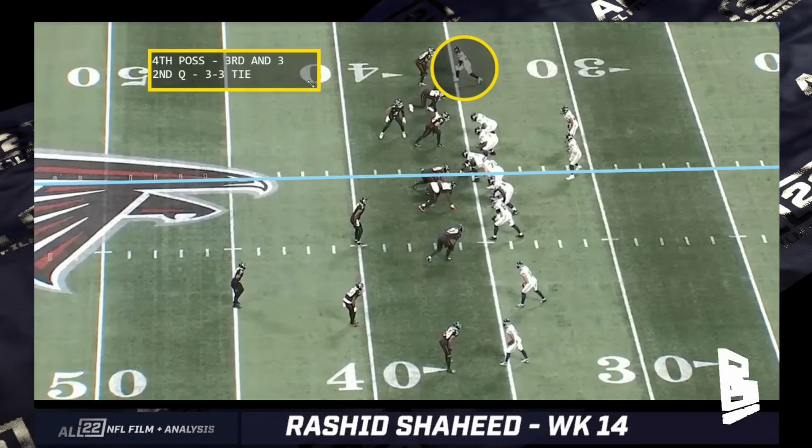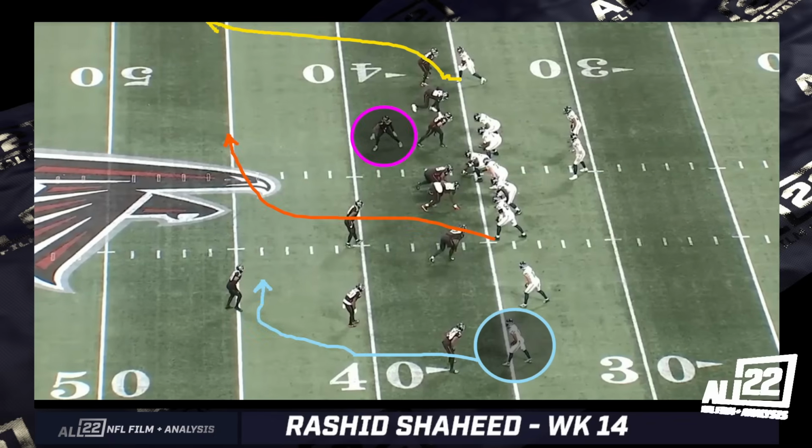Moving forward, fourth possession. It's a 3-3 tie. This is after the blocked kick by Manwari. And this is a back shoulder throw to Shaheed up at the top side of our screen. So he gets bumped. He gets kind of stabbed, and that takes him off balance.